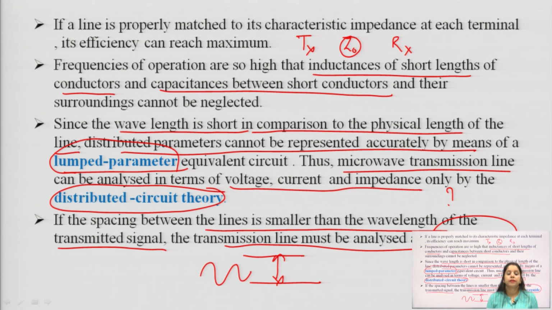So, if the question comes, when can the waveguide be used? In that case you should answer: if the spacing between the two lines of the transmission line is smaller compared with the wavelength of the transmitted signal, then the transmission lines should be analyzed as a waveguide. So, in this slide you have two questions: why is the distributed circuit theory used in the analysis in microwave engineering and not the lumped parameters, and second, when should the waveguide be used.